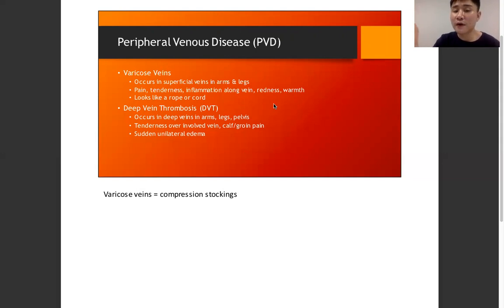So there is tenderness in the vein, calf, and groin, and pain. Suddenly, unilateral edema. Unilateral is one side, and edema is swelling. Okay. For varicose veins, one of the treatments is wearing compression stockings.